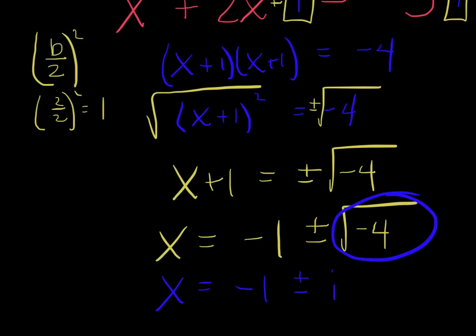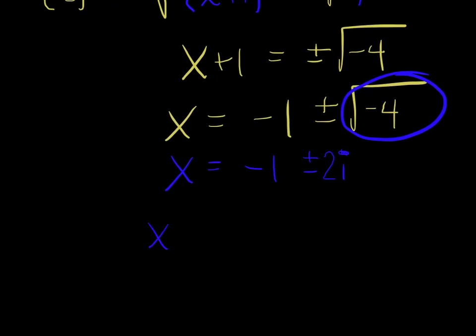Well, clearly an i is going to come out because there's a negative under there. And do you know the square root of 4? I would say so. I get 2i. And again, just make sure the corresponding parts stay under their right plus or minus side. So I could say negative 1 plus 2i and negative 1 minus 2i for my two answers.